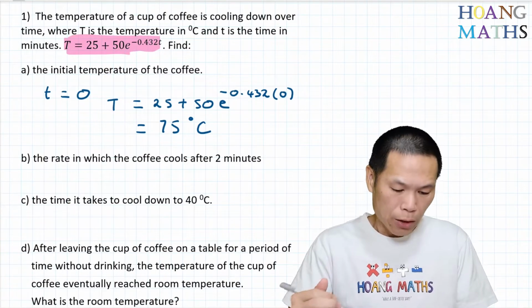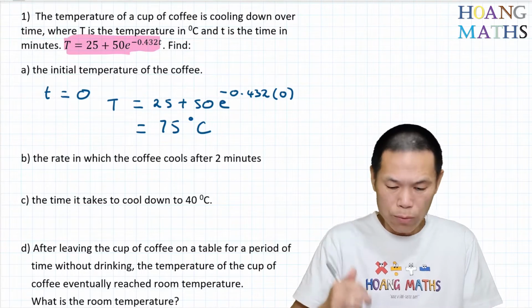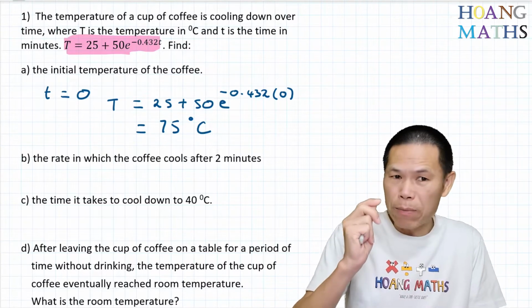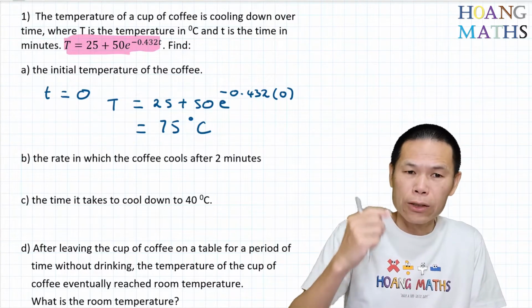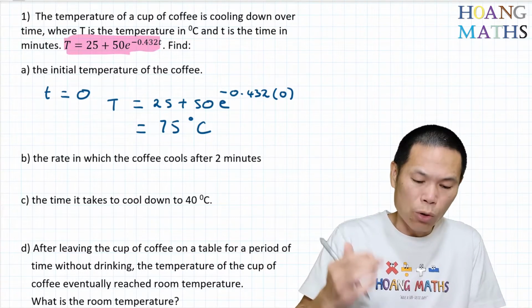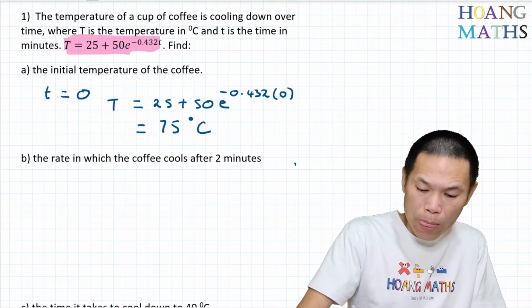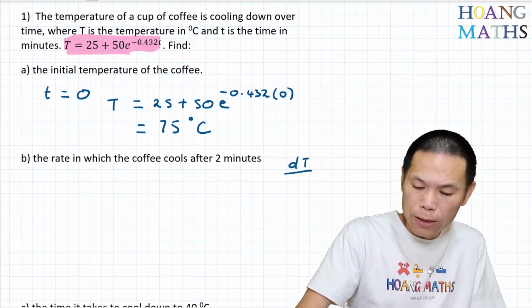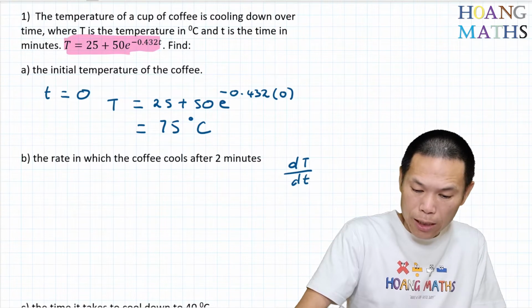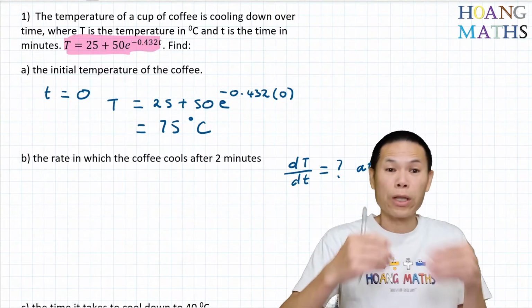Part B, the rate at which the coffee cools after 2 minutes. So the rate means the gradient. So the gradient means we differentiate, okay? dT over dt. So the question is asking for dT/dt at t is equal to 2. That's what the question asks.